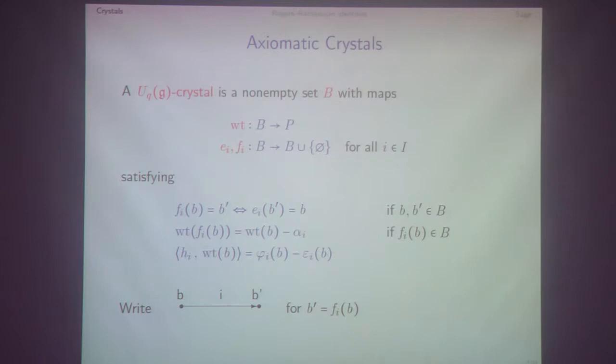Okay, and then these maps, these Kashiwara operators, are encoded graphically by saying, if I have a vertex B and a B prime, and they are connected by an Fi, I just draw this arrow between the vertices. Okay, so that's how we go from the abstract stuff to the graphs.